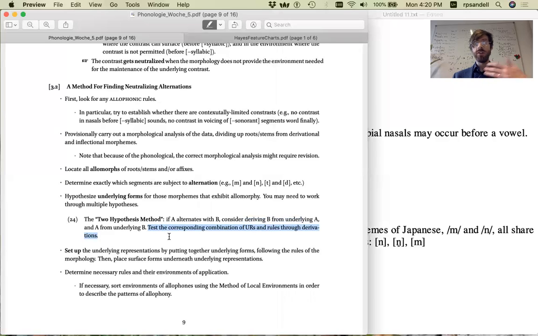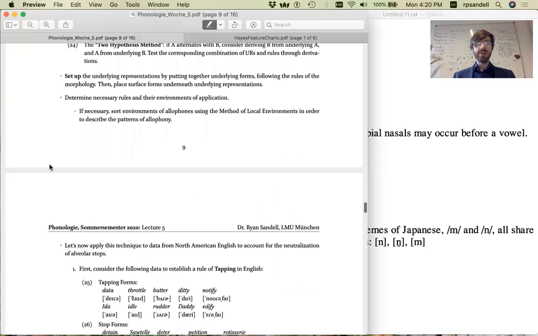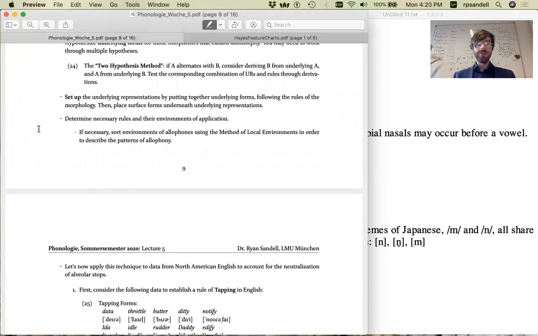And you'll then want to test corresponding combinations of underlying representations and rules using phonological derivations. So this is where phonological derivations, which we've been using from the beginning, start to seem really more useful because they help to make explicit, to make entirely clear what the predictions of a particular hypothesis will be. Next then, you'll want to posit the underlying representations by putting together underlying forms following the rules of the morphology. And finally, you'll write the necessary rules and their environments of application.